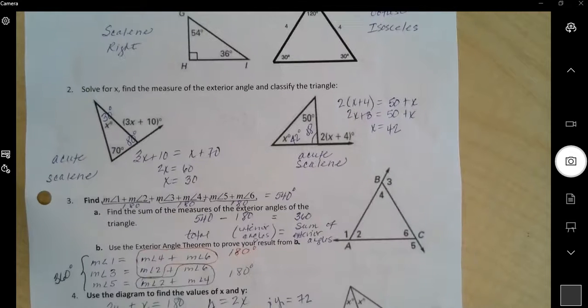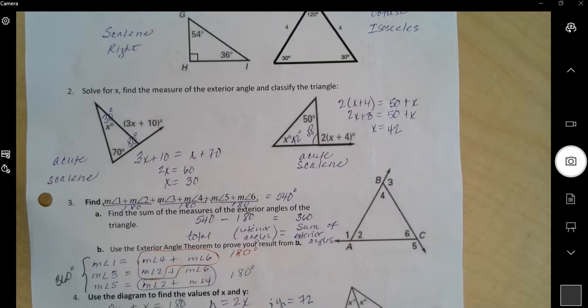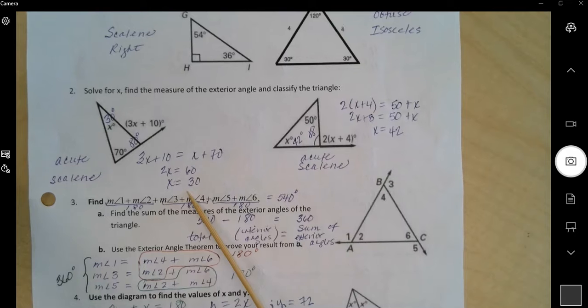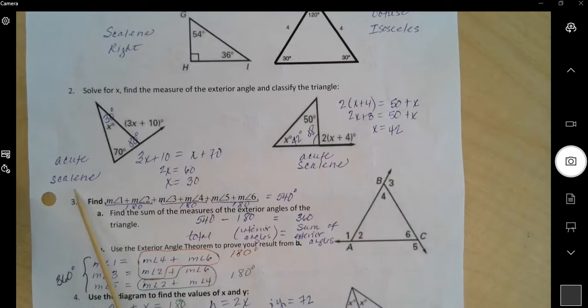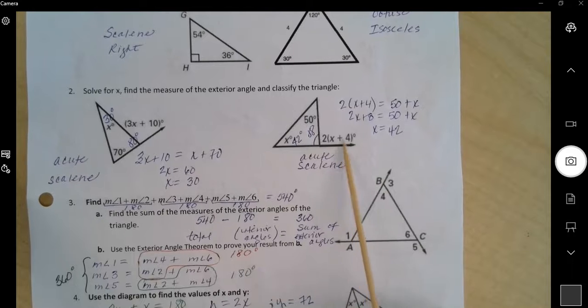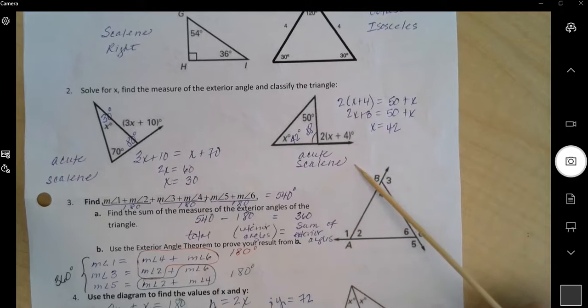Okay, next one, solve for x. Find the measure of the exterior angle and classify the triangle. So this exterior angle is equal to the sum of the two remote interior angles. I solve for x, and I see I have an acute scalene triangle.